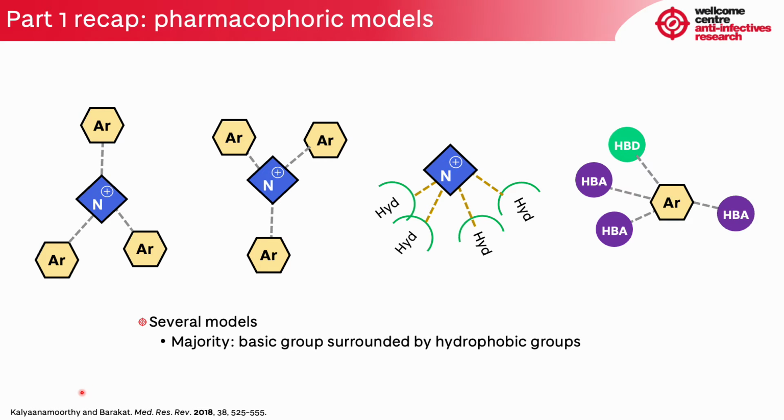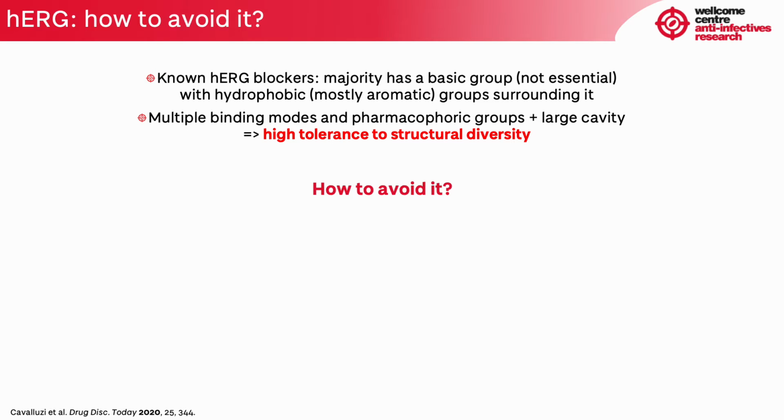Most of the models describe the same situation: we have basic groups surrounded by hydrophobic units. Non-hERG blockers, in their majority, present a basic group that is not essential, but most of them are basic molecules with hydrophobic, mostly aromatic groups surrounding it. So that combination of multiple binding modes, several pharmacophoric models and a large cavity leads to a high tolerance to structural diversity when you are dealing with the hERG channel.